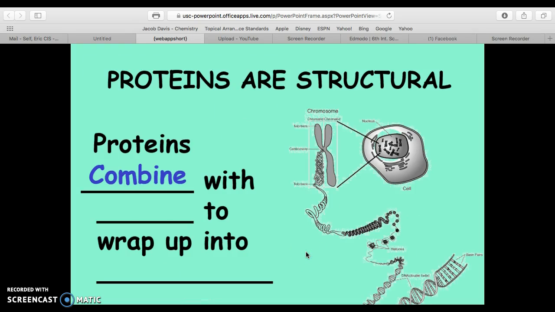So proteins will combine with DNA to wrap up into chromosomes. And so we've talked about chromosomes before. You will definitely talk about chromosomes a lot next year when you have biology with Miss Matthews. But chromosomes are highly important. You can have X chromosomes, Y chromosomes. That's what makes us male or female, and store our identity. But we'll talk more about that later. But you need to know that proteins are very important along with DNA here.